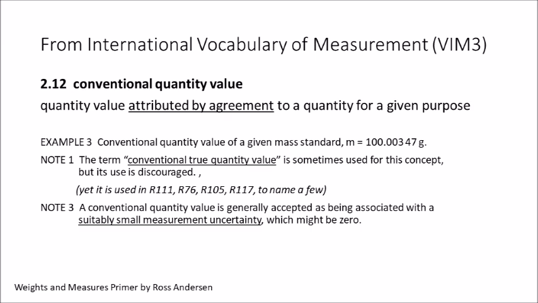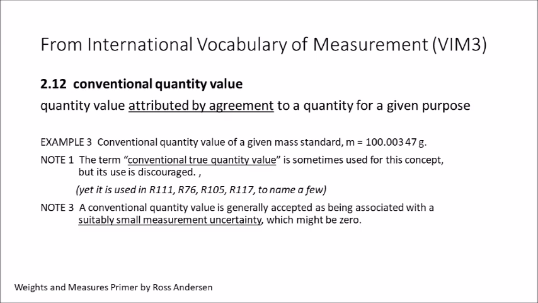Now it's interesting that you see in Note 1, the conventional true quantity value is sometimes used, but its use is discouraged. Well, I think it's interesting it's discouraged, and yet if you look in R111, R76, R105, which is mass flow meters, and R117, which is liquid measuring devices for things other than water, just to name a few, you can see that the term is used in OIML documents.